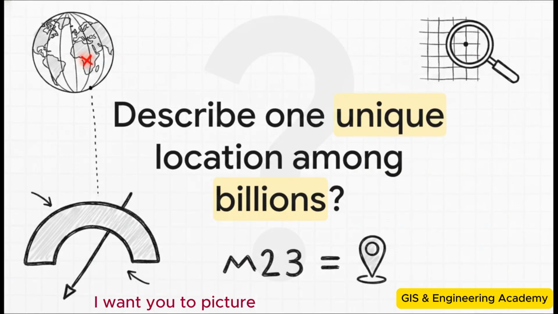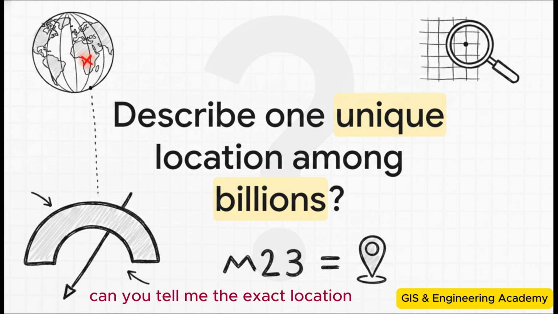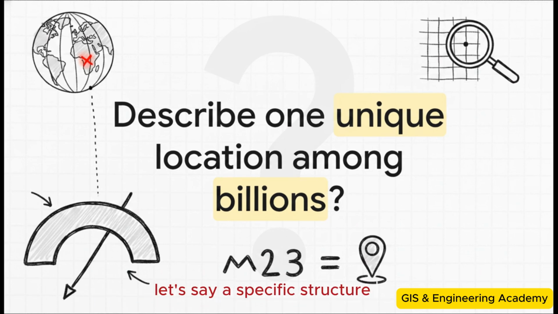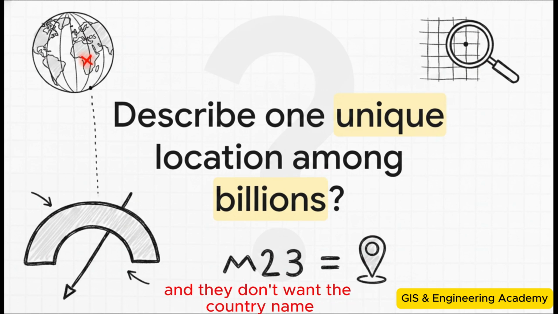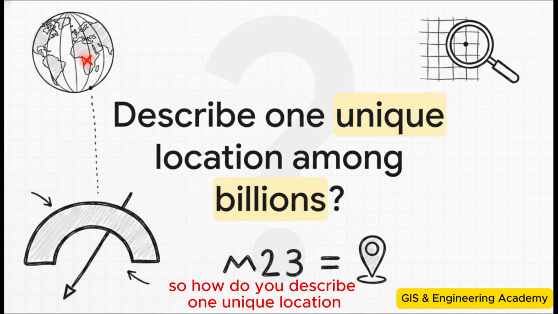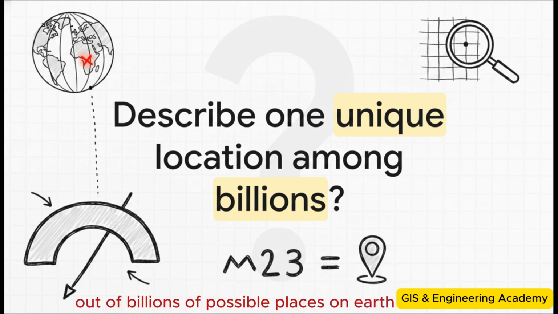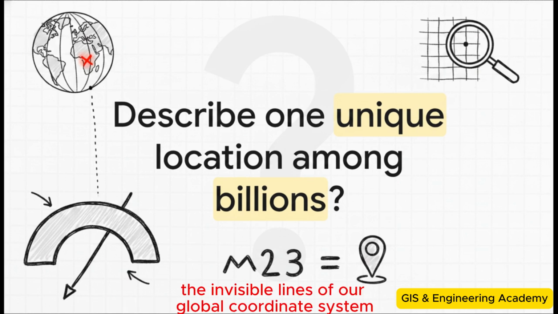I want you to picture a scenario. You're out on site, and someone asks you, can you tell me the exact location of a specific building? Let's say a specific structure somewhere in Pakistan. But here's the catch. They don't want the city name, and they don't want the country name. They need the exact, precise point on the dirt. So how do you describe one unique location out of billions of possible places on Earth? Well, the answer lies in just two numbers, and those numbers form the invisible lines of our global coordinate system.